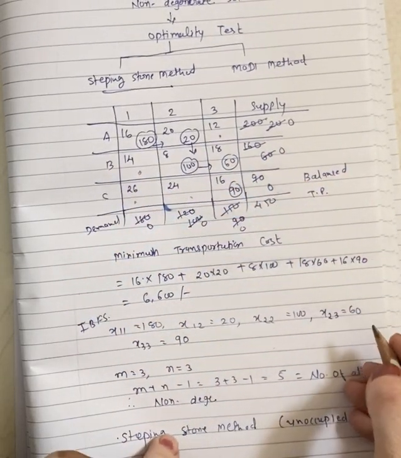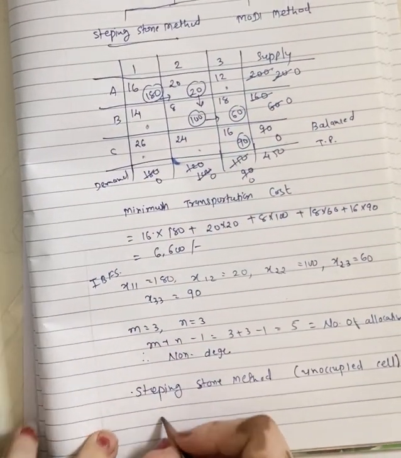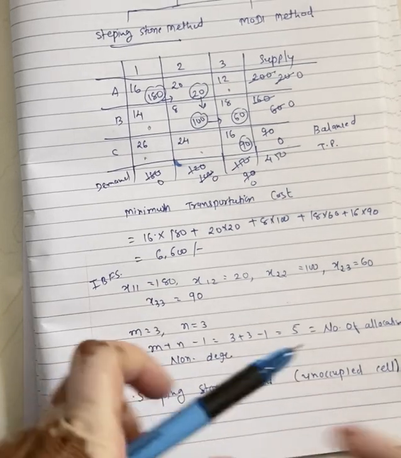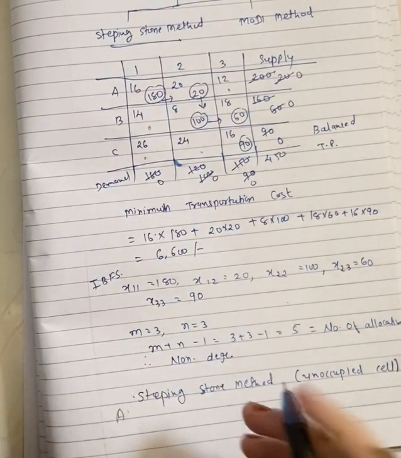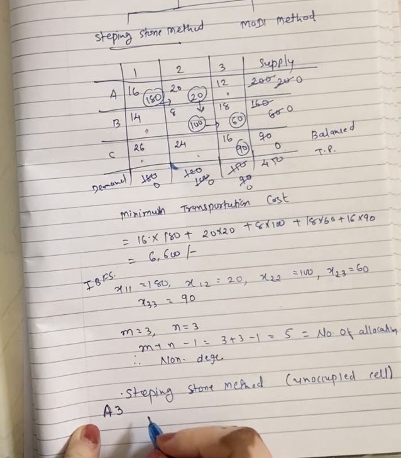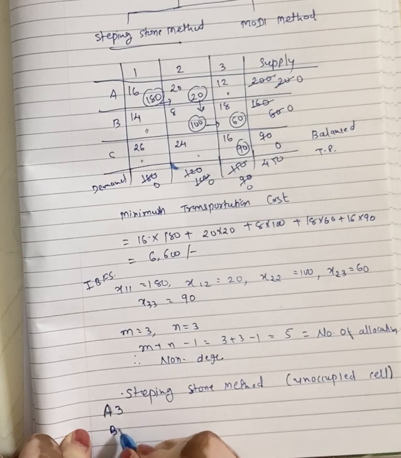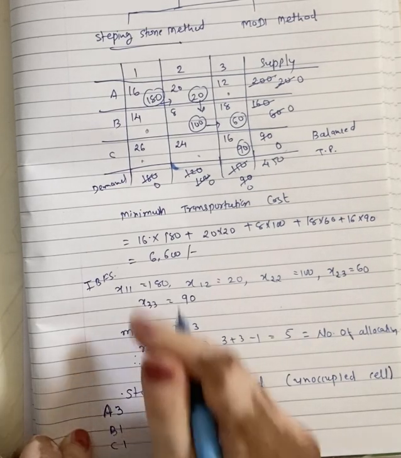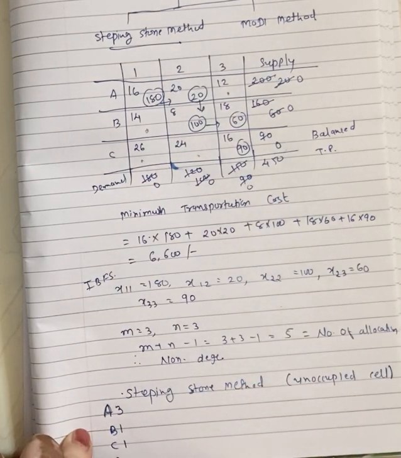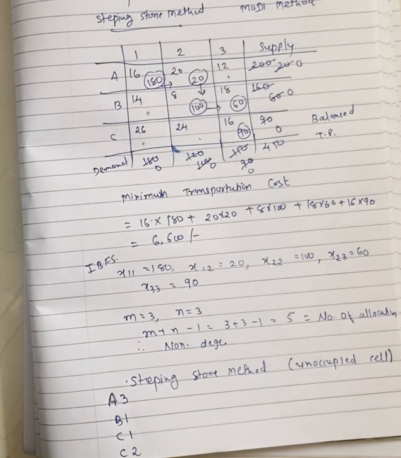How many unoccupied cells? This one, A3. Second unoccupied cell, B1. Third unoccupied cell, C1, and the fourth one is C2. There are 4 unoccupied cells, so we have to make 4 loops for these cells.